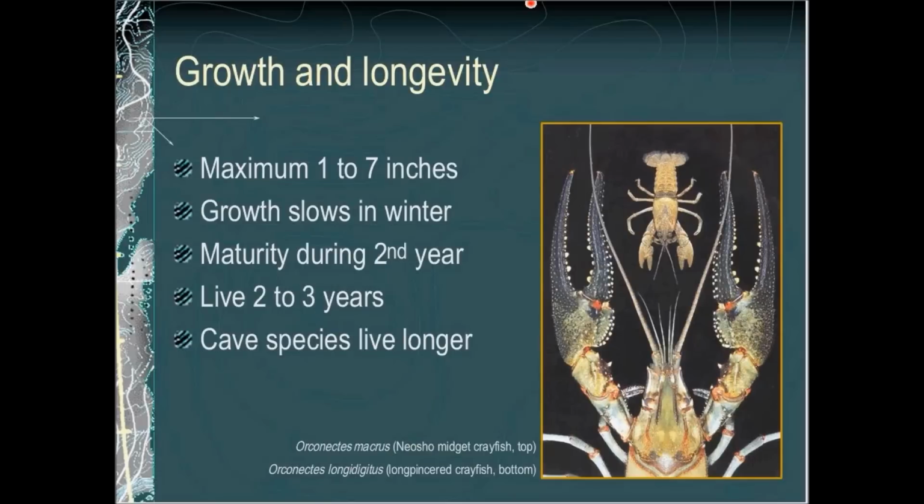They are sexually mature after their first full year. Most of them live 2 to 3 years. That tends to be the general average for our surface water crayfish. Now, those that inhabit caves have a much lower metabolism. They are the top predator. They can live, I've seen 20, 30 years.